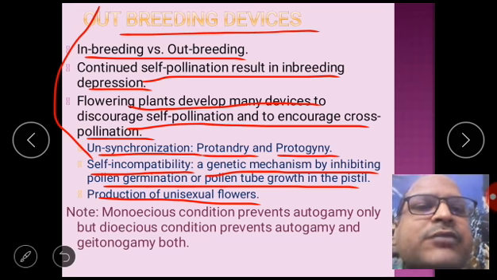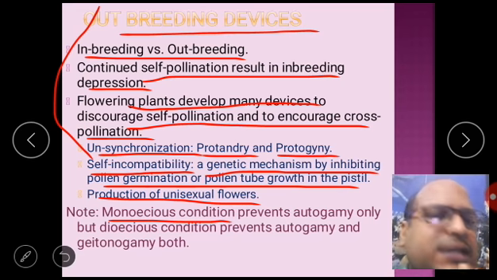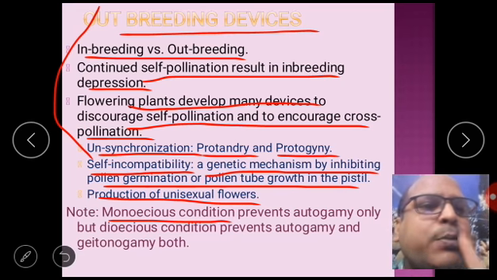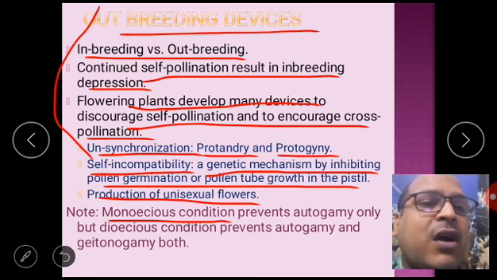Next, one more important thing I want to share with you is the monoecious condition. I have told you about dioecious and monoecious conditions. Mono means single and ecious means home. So you can understand, if a single plant has both male and female reproductive organs, this condition is known as monoecious. But the flowers are different.